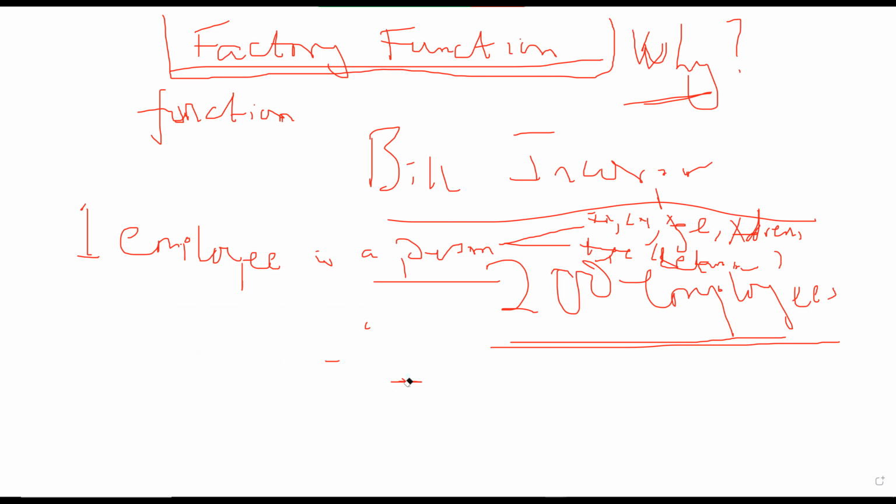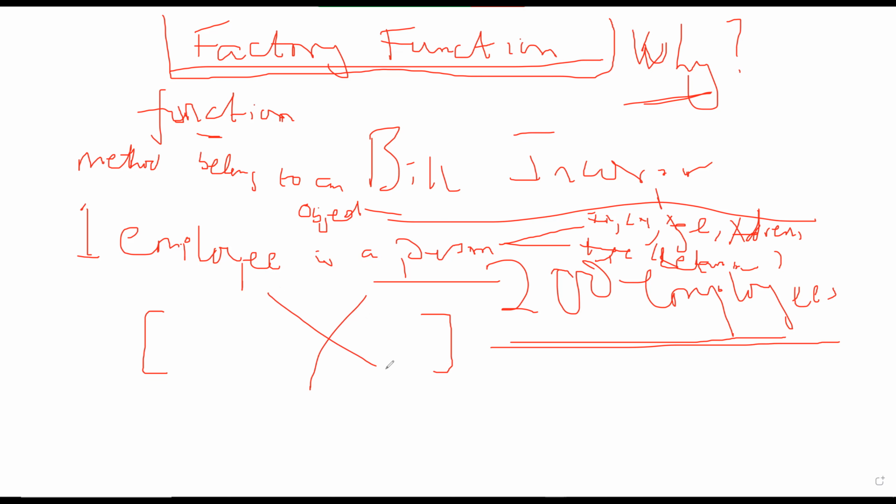I'm taking you through the thought process now. Now I have another data structure called the array. Yes, an array can hold multiple items, multiple data. But an array cannot hold behaviors, functions. Remember, a method is a function that belongs to an object. So that is the reason why I cannot use an array.